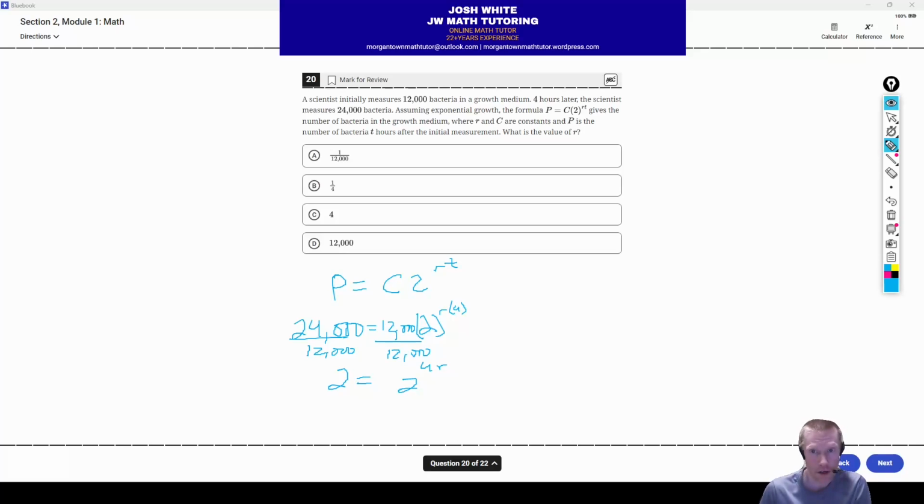Now this is a very simple, easy equation to solve because on the left side it's just 2 to the first. So you just match up the exponents: 1 is equal to 4r, and then divide by 4. r is equal to 1/4. So the correct answer for this one is going to be letter B. Now you could also do this one using back solving, or in relation to that, using Desmos as well. So let me just clear the screen here.